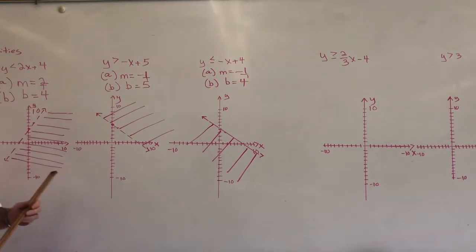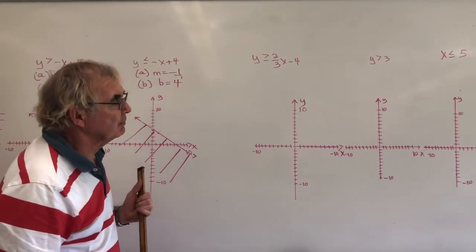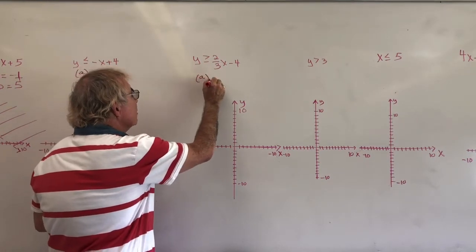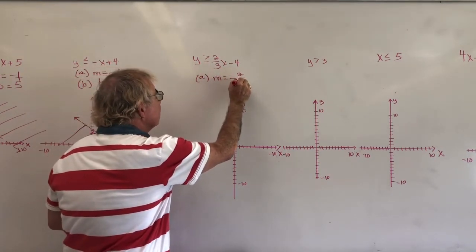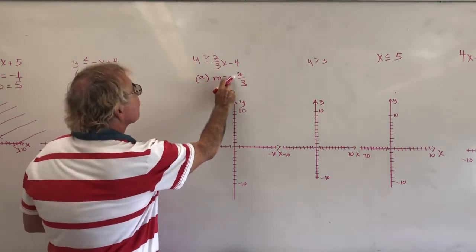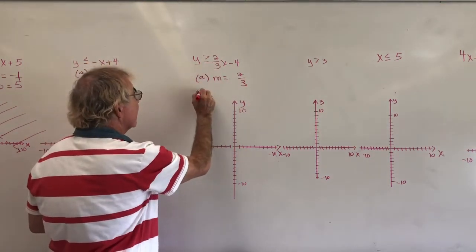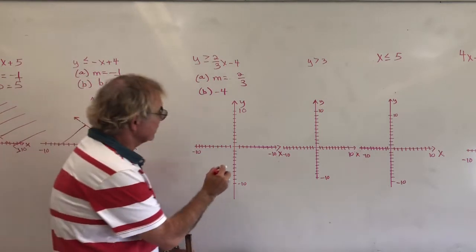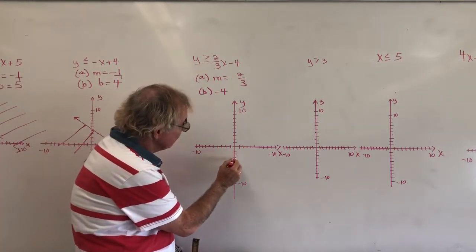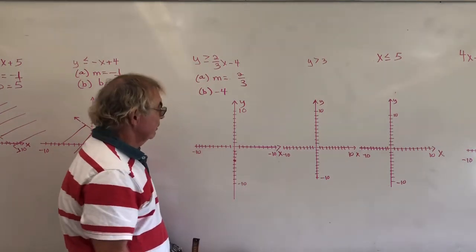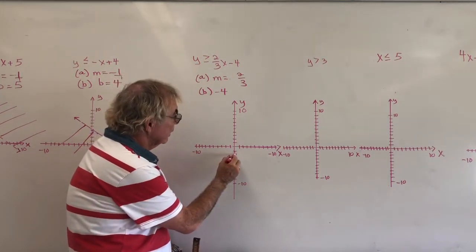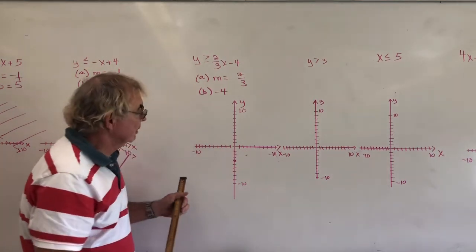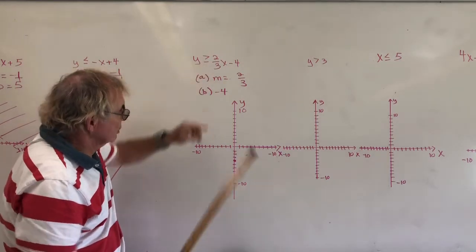All right, our next example is 2/3 x minus 4. So we have a fraction as a slope. So our slope is positive 2/3, and our intercept is -4. So we go down to our y-intercept: 1, 2, 3, 4. And we go up 2 and over 3. Put a dot. Now, it's equal to, so it's a solid line.